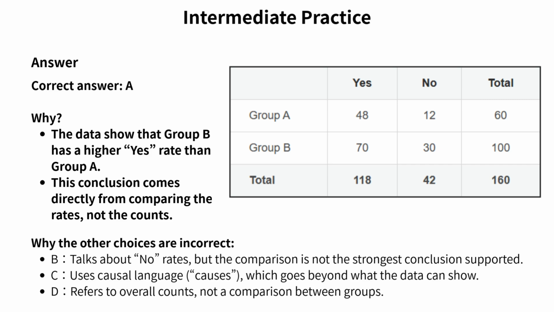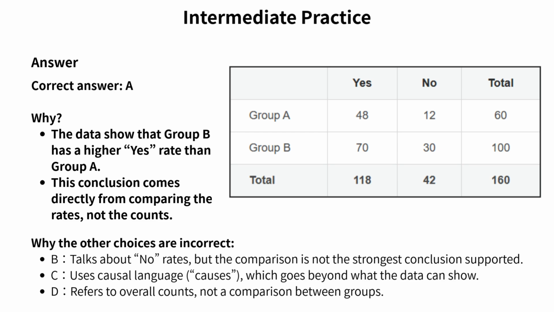Choice D says that most students in both groups answered yes. This sounds reasonable, but it is written vaguely. Most must be checked within each group, not from the totals at the bottom of the table. On the SAT, statements that sound true but rely on loose interpretation are often traps. If you have to reinterpret what most means to make the statement work, it is not strongly supported.